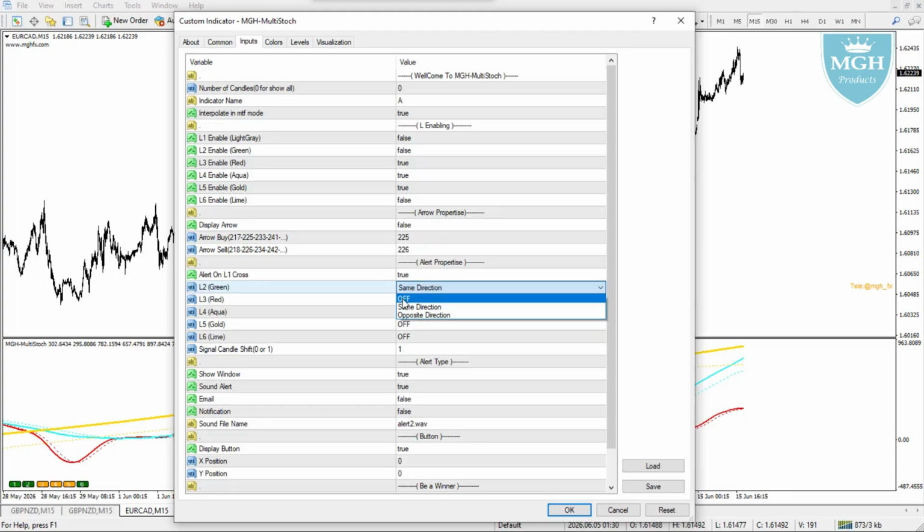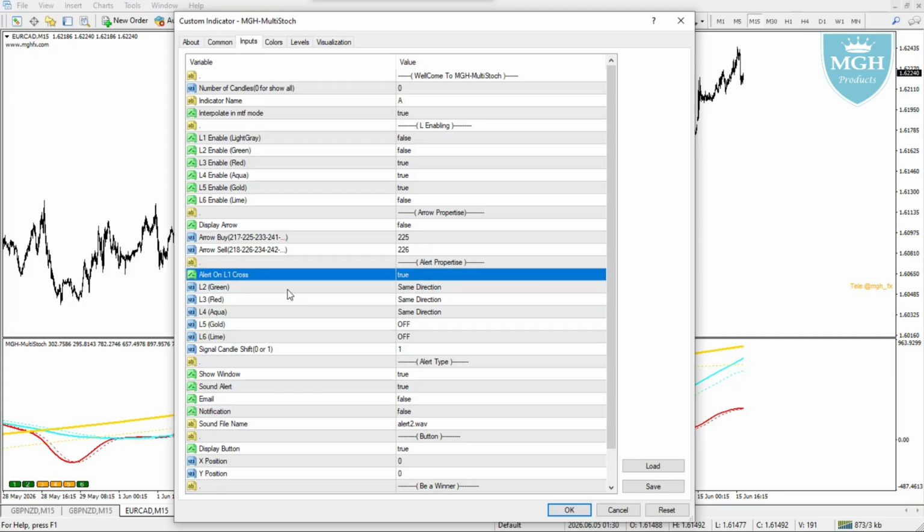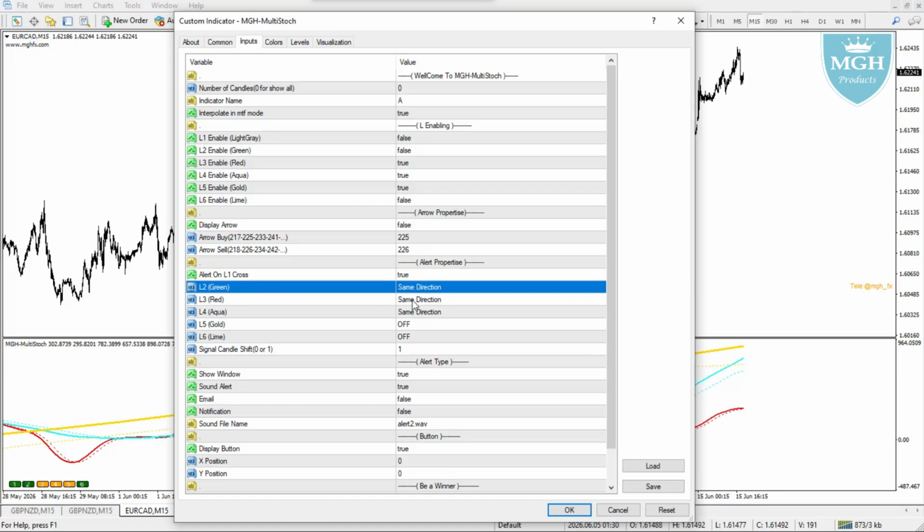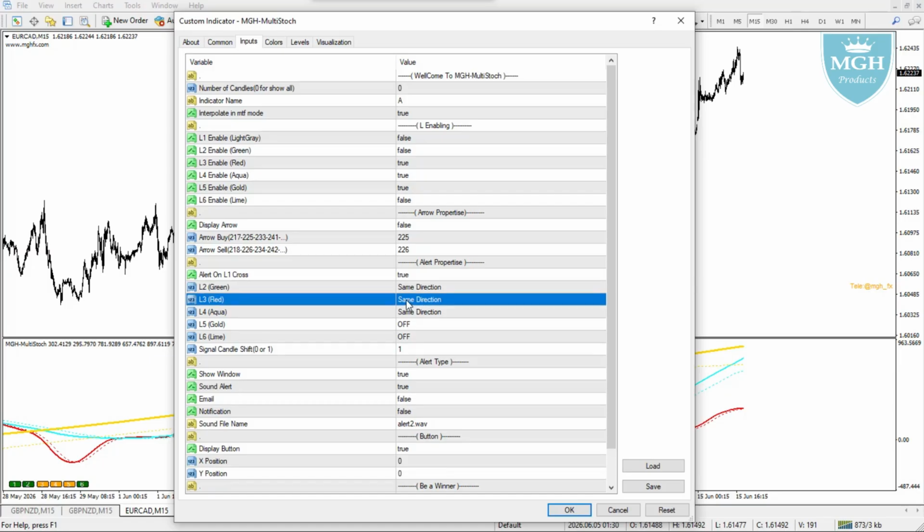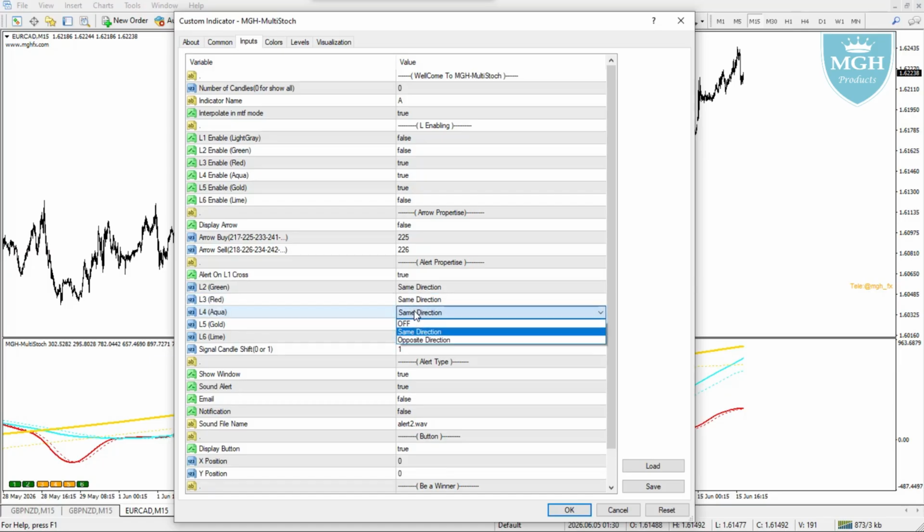Let me give you an example. Imagine you want this. Alert me only when my current chart crosses up, and the green line and the red line agree with this direction, and the aqua line is the opposite direction. You just set L2 same direction, L3 same direction, and L4 opposite direction. The rest off. That's it. Now the indicator watches the market for you, and it only alerts you when your exact condition happens.